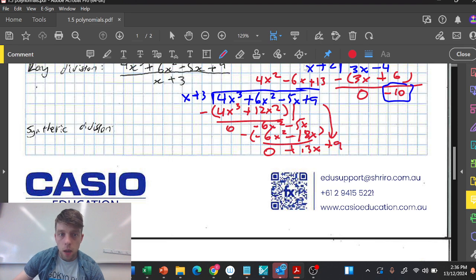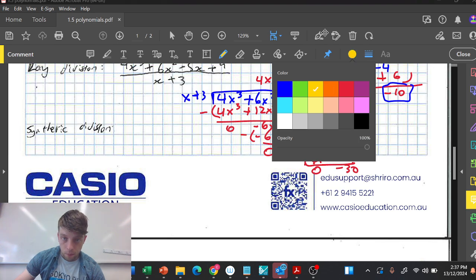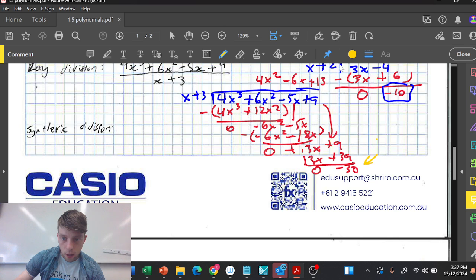13 times x, which is 13x. 13 times 3, which is 39. This minus this, that's 0. 9 minus 39 is equal to negative 30. Therefore, the answer, when we take this number divided by this number, is what we have written up here, 4x squared minus 6x plus 13, with the remainder of negative 30. So that there is the remainder.